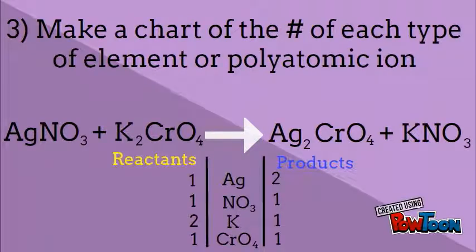The third step is to make a chart of the number of each type of element or polyatomic ion. On the reactant side, K has 2 and the rest have 1. On the product side, Ag has 2 and the rest have 1.